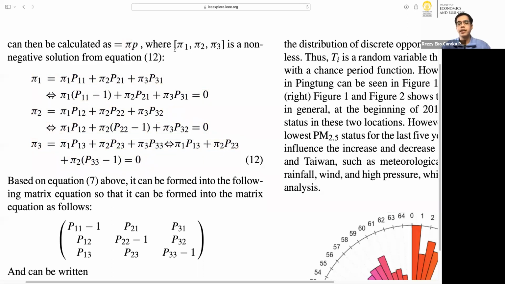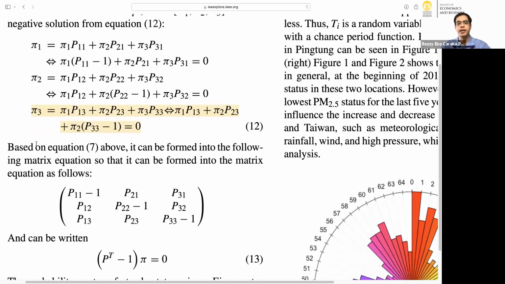VP depends on how many states there are in every condition. For example, in this paper I only have three state spaces, V1, V2, V3. So how do we measure V1? We can use V1, P11 plus V2, P21, and V3, P31. So this is how we measure V1. You can also analyze V2 and V3 under the same condition. For V3: V1, P13 plus V2, P23 plus V3, P33 minus 1. So this is the example of using V3.